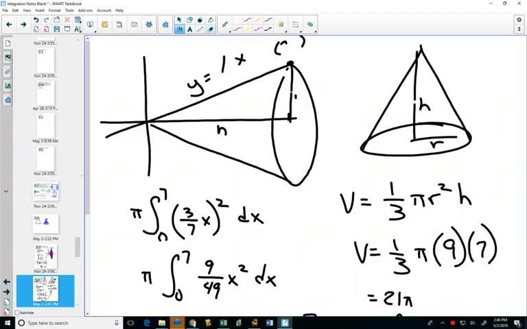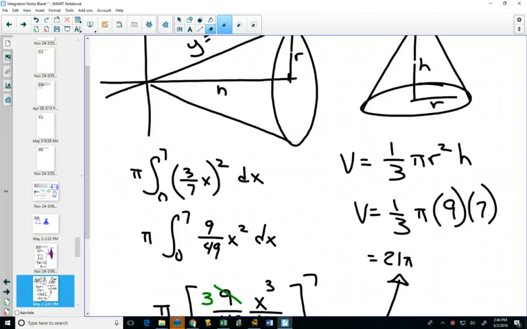Well, what would my equation be if I picked anything for H, anything for R? What's the equation of that line? R over H, X. And then over here, I would have R over H, X squared. And R and H are just numbers. We're just using variables to represent numbers. They're not functions of X. So we'll get R squared over H squared and X squared.